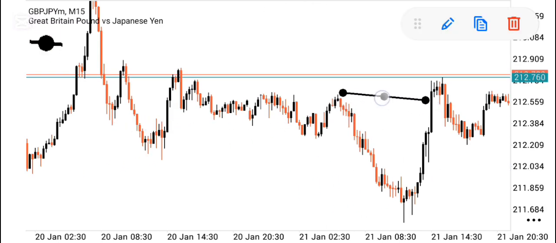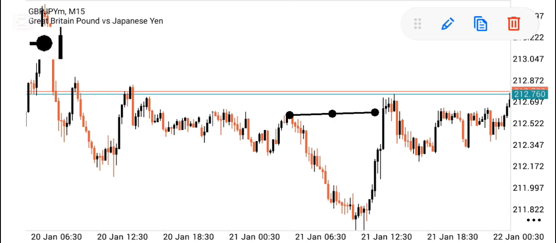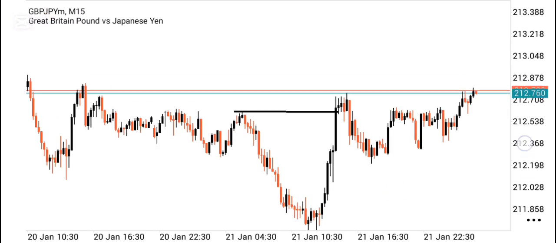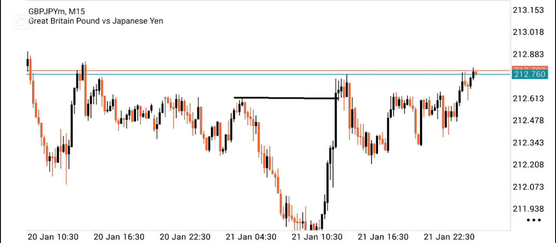One thing that made me go into this trade was that I saw an internal high taken out. When I saw an internal high taken out, as I told you earlier, I already knew the direction of the market, that the market was already buying.